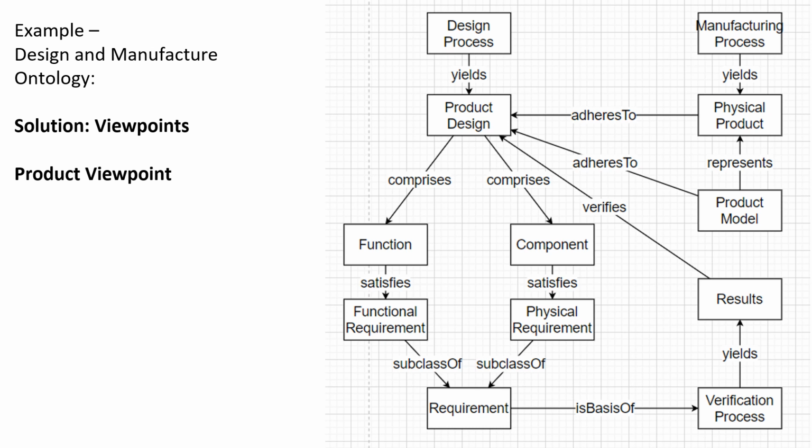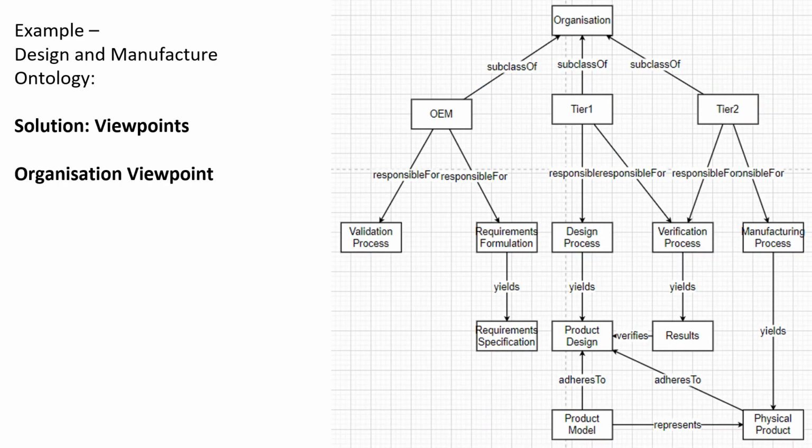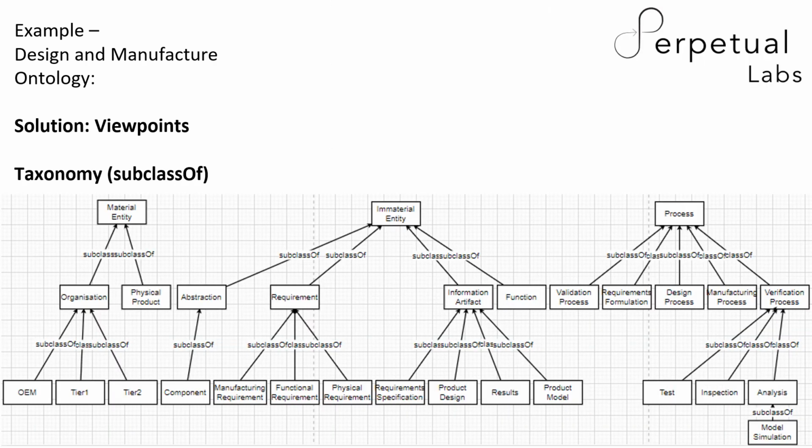We may choose to include a product viewpoint, which is interested in aspects of the product itself. This viewpoint captures what the product design itself comprises and the processes required to yield the product design and the physical product. This organization viewpoint shows all types of organization defined in the ontology, the processes that they are responsible for, and the outputs of those processes. The taxonomy viewpoint contains only the subclass of relationships, which captures the hierarchy of the allowable terms.